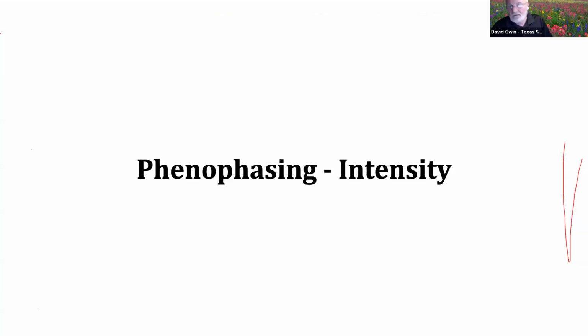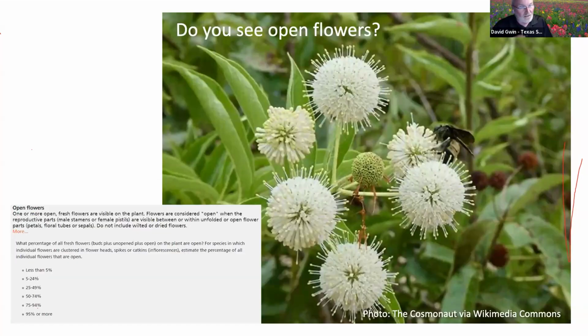Okay. I mentioned that most of the questions in Nature's Notebook are going to be yes/no questions. But once you get good at the yes/no questions, we then get into phenophasing in terms of intensity. So it will say, do you see flowers? You will enter Y to say yes. And then the very next question will be, how many flowers do you see? And you can input that information too if you feel comfortable with it.